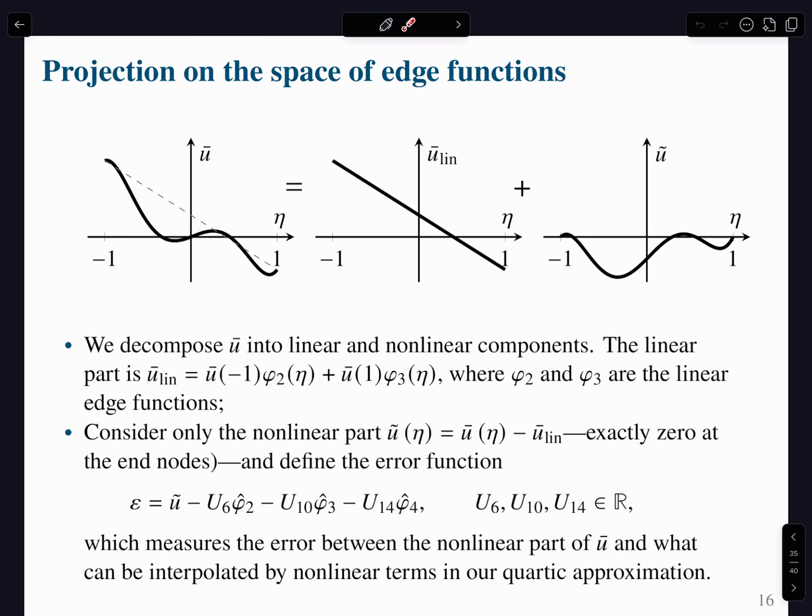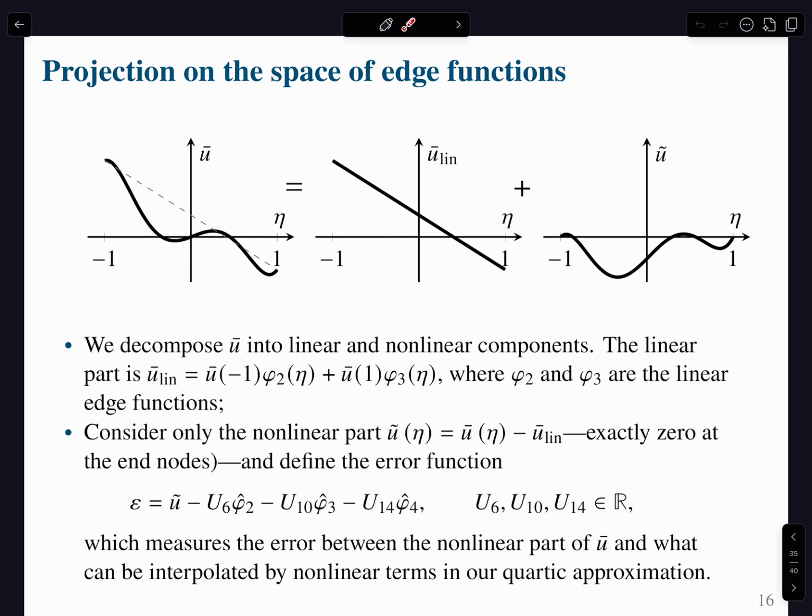Okay, now let's take a look at the nonlinear part. The nonlinear part is, of course, the solution that you want to express minus the linear part. We know that this function, because we are subtracting the linear part, which is essentially that line here, is going to be exactly 0 at the ends of the interval.